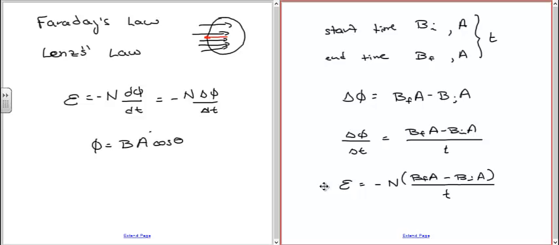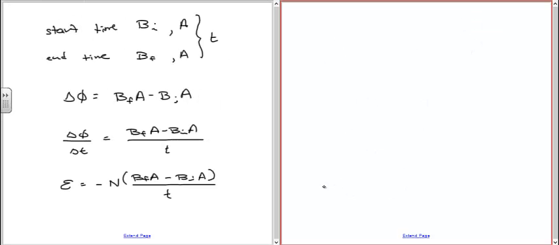Okay. Now the area, if it's a circle, will be the area of a circle, pi r squared. If it's a square, then it'll be the height times the width. So you should know how to do those things. That's all I'm asking you.